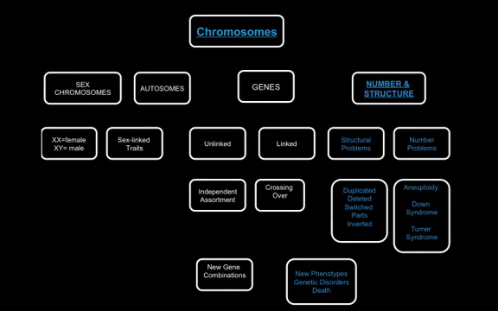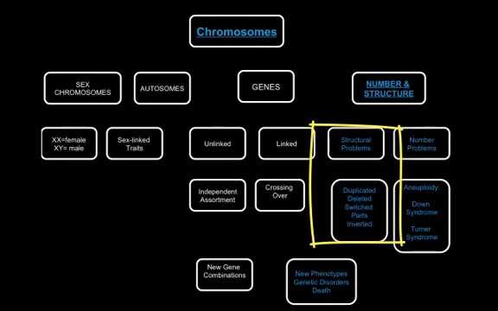Lastly, we'll look at the number of chromosomes and their structure, so things that can happen to their length or the arrangement of the genes on them. There are structural problems, and those include segments of the chromosome being duplicated or doubled, parts of them being deleted or removed entirely, switching of chromosome sections between chromosomes, and inversion, meaning that a section of the chromosome is actually flipped 180 degrees.